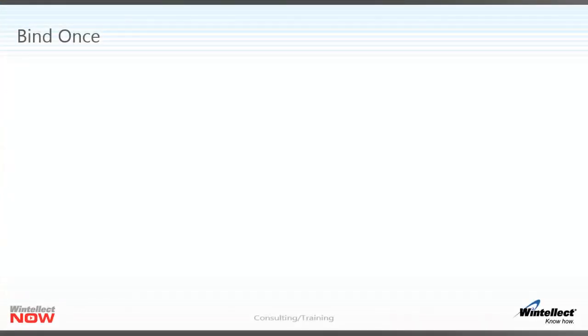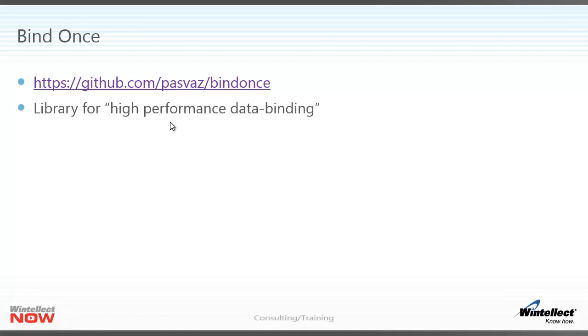Of course, it's not really practical to create a new directive every time you want to render some static data, and it doesn't feel clean to emit hard-coded HTML. That's part of why Angular is nice, because it lets you use reusable templates, etc. So fortunately, there is a library out there that makes it easy to do one-time static data binding, and that's called the bind once library. And you can see here the URL to bind once, and it's a library that you can pull down and include as a module within Angular, and it provides high performance data binding.